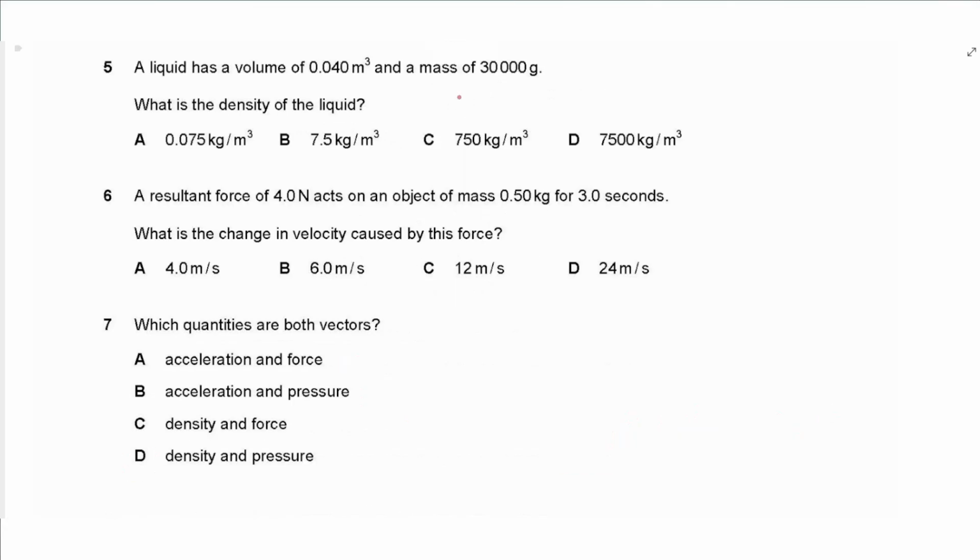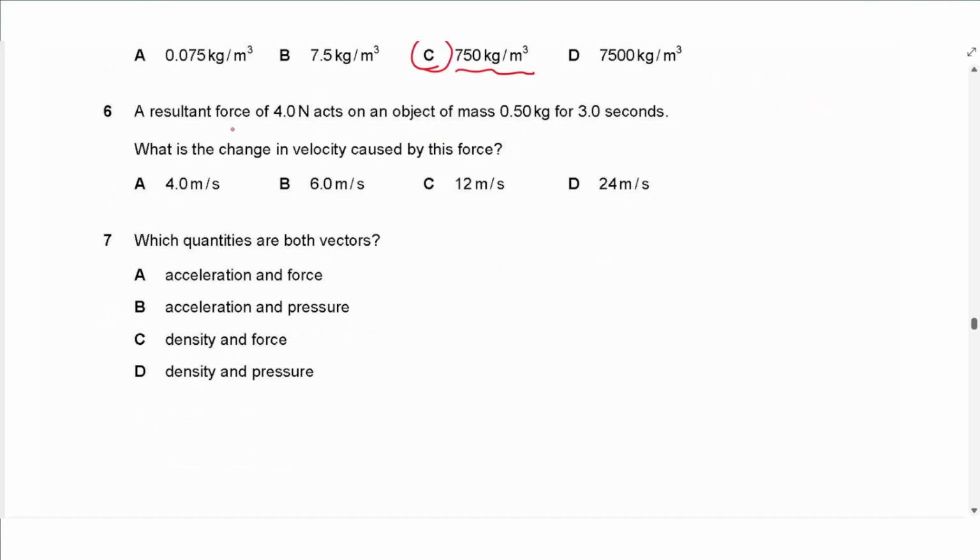Question 5 says a liquid has a volume of 0.040 meter cubed and a mass of 30,000 grams. What is the density of the liquid? And all the choices are in kilograms per meter cubed. So we need to convert this to kilograms before we calculate the density as mass divided by volume. So 30,000 grams, that is 30 kilograms divided by the volume 0.040, and that gives an answer of 750 kilograms per meter cubed. So the answer is C.